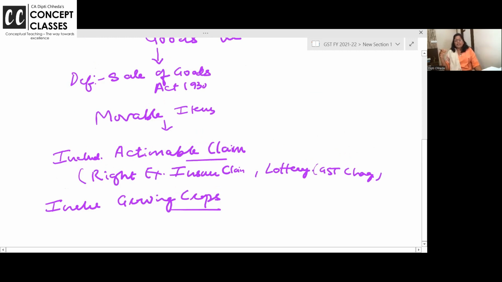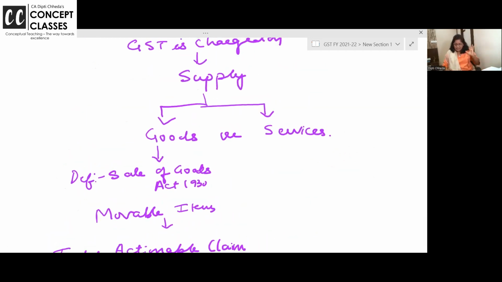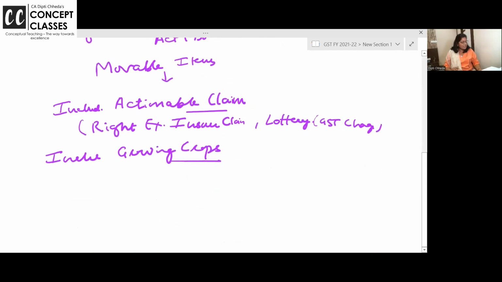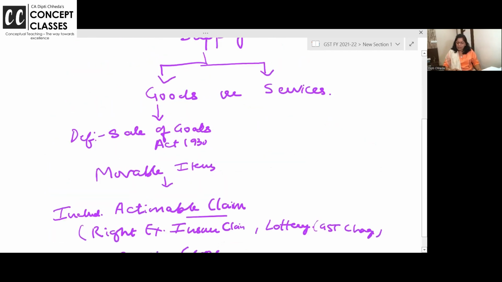What is the meaning of aggregate turnover? From chapter 3 to registration, it's passed on to every chapter. So GST is chargeable on supply. Supply includes supply of goods and services. The definition of goods is all movable items or properties, including actionable claims, growing crops and all.